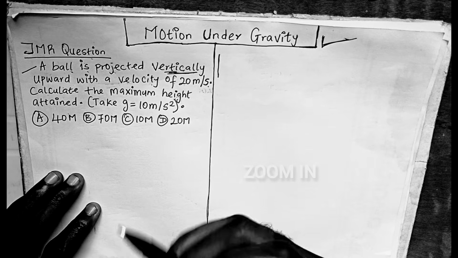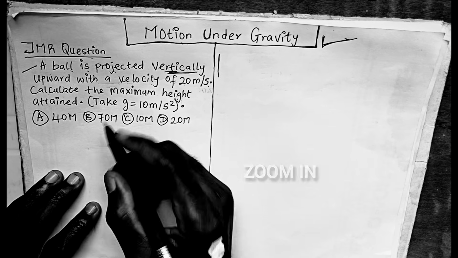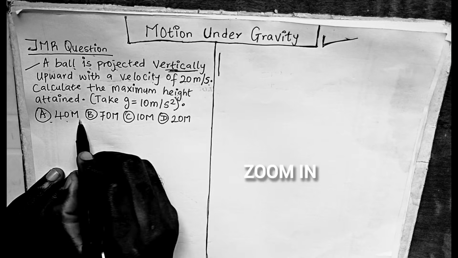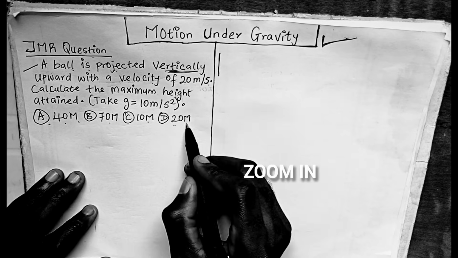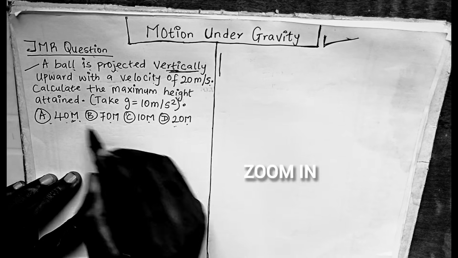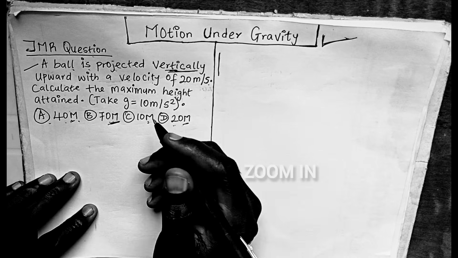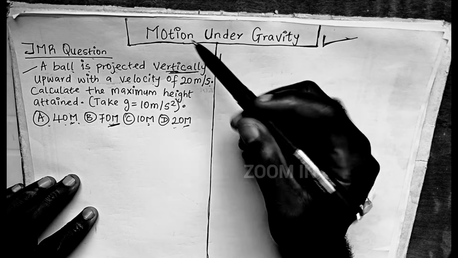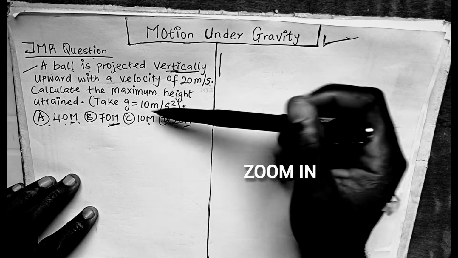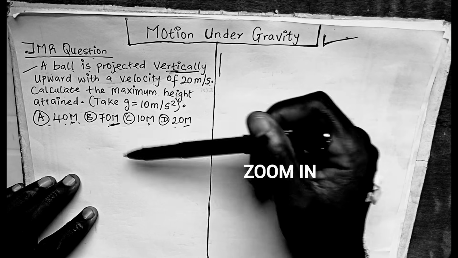So I always tell you guys that the first thing you do after reading a physics calculation question, look at the options. Option A is 40 meters, option B 70, option C 10, option D 20 meters. So look at the units that the options are represented in. They are represented in what here? Meters. So our answers should be in meters. Then you are going to look at the question. Can you manipulate this question in a way that you get meters as your answer?